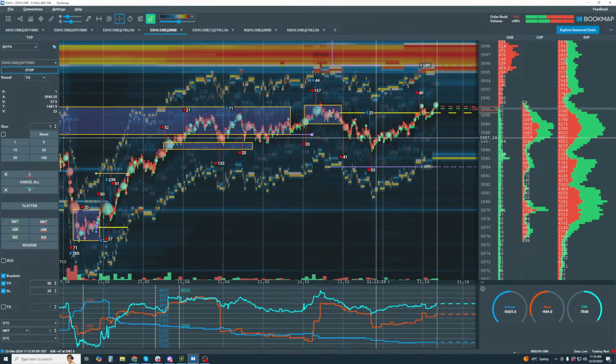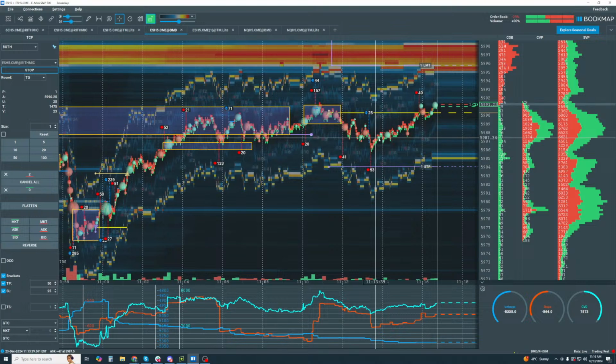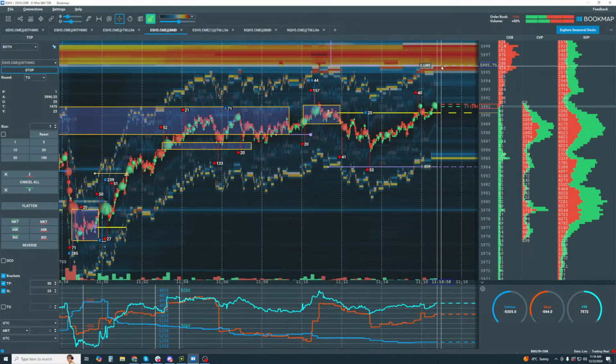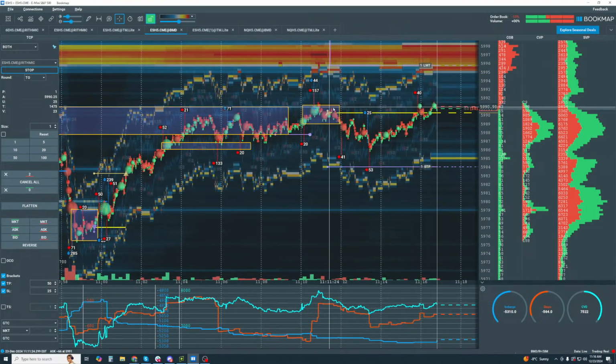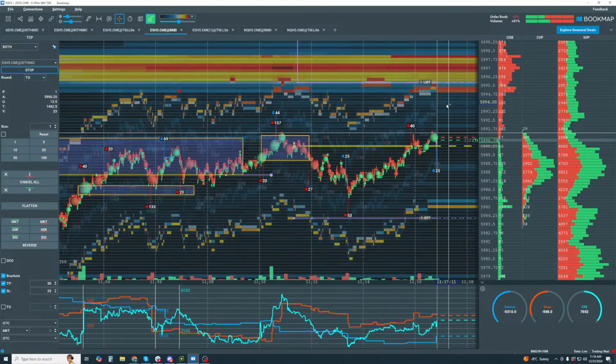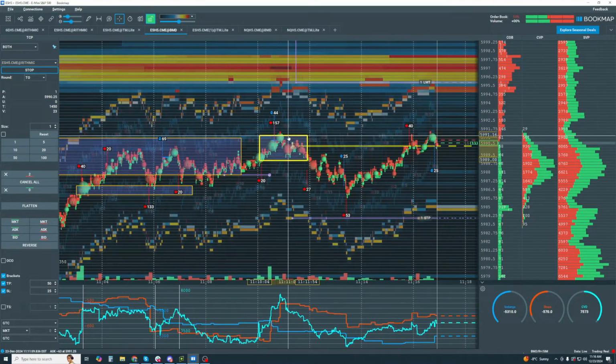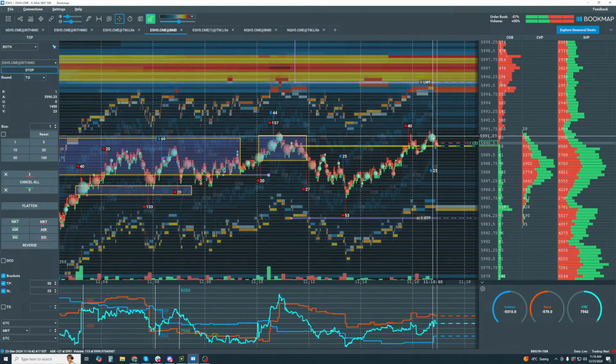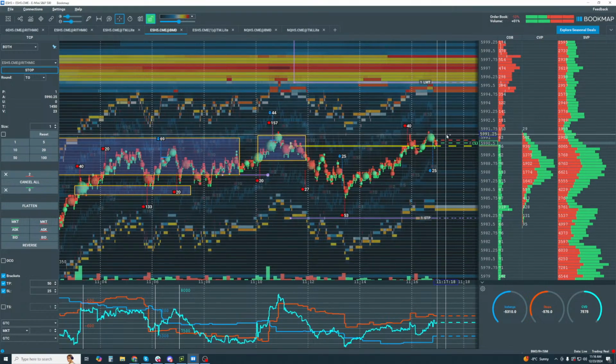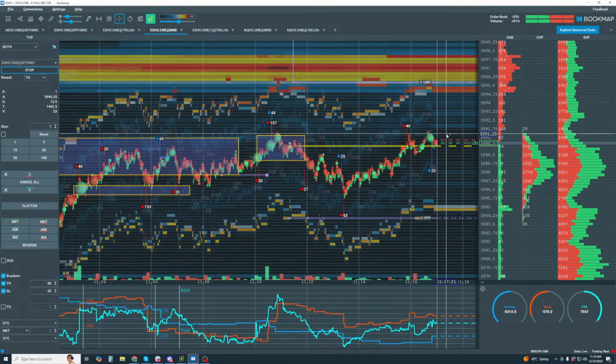Okay, well, everything that we know, this looks like it should be breaking out, and we're getting interest again up at the top. This has traded up here multiple times, and we still have some demand up here. Okay, now we need to see the follow through on that.